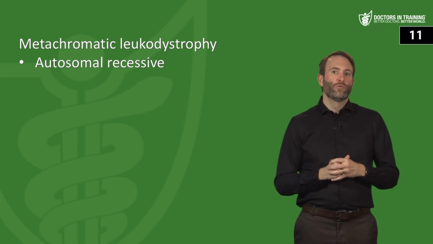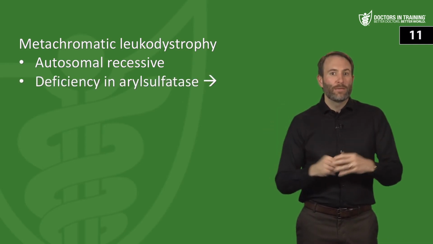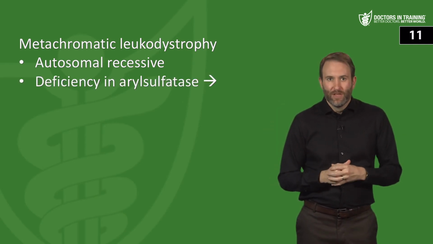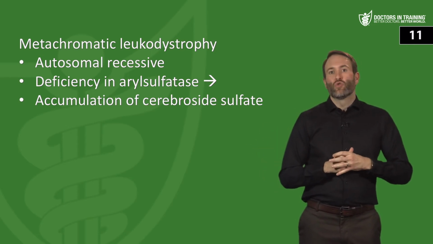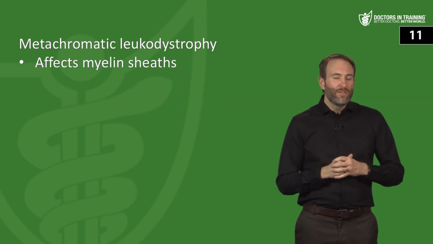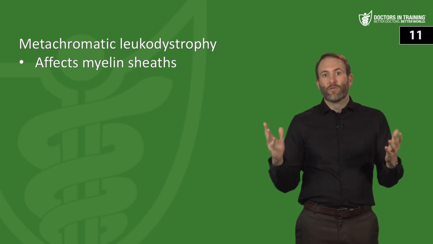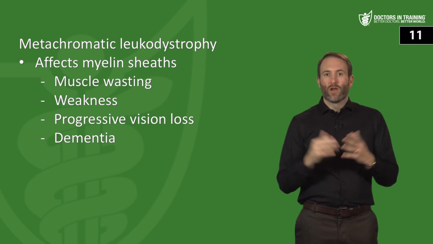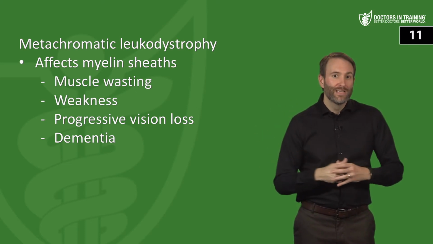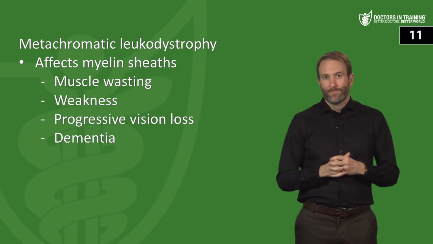So this is an autosomal recessive again. The deficient enzyme here is arylsulfatase, and you accumulate cerebroside sulfate. Now, similar to Krabbe, this affects myelin sheaths. Symptoms begin after the first year of life, so a little bit later here. Patients have muscle wasting, they're going to have a lot of weakness, progressive vision loss, and even dementia.